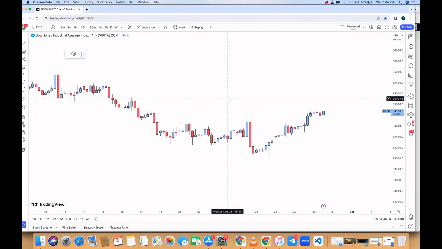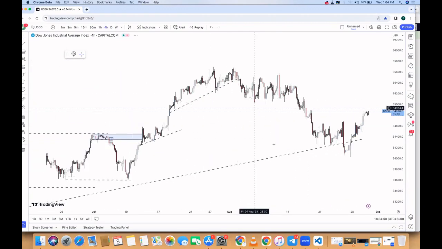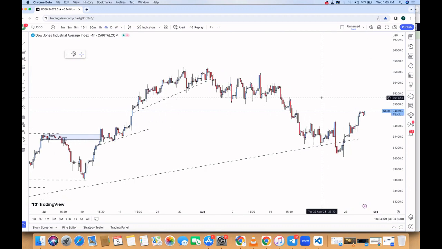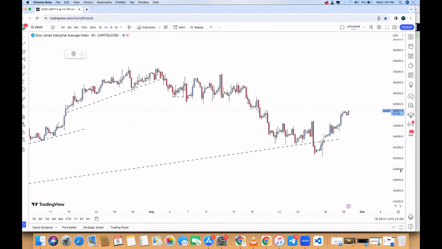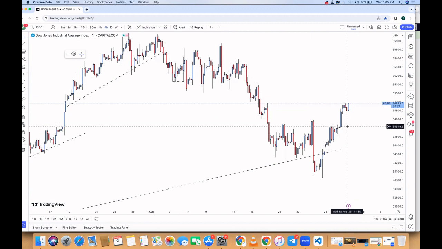In the 4-hour time frame, you can see the spike that happened here, that little breakout, and how the price quickly recovered. And now we'll be looking into the entry, and how I've been making my entry here.